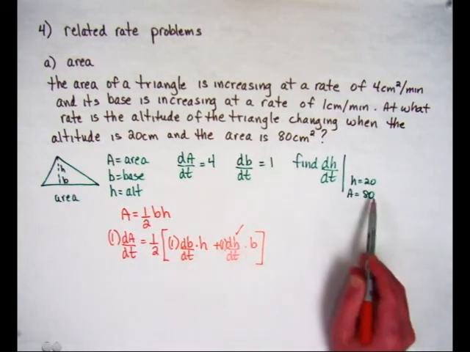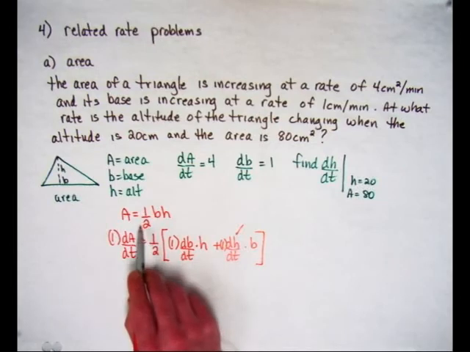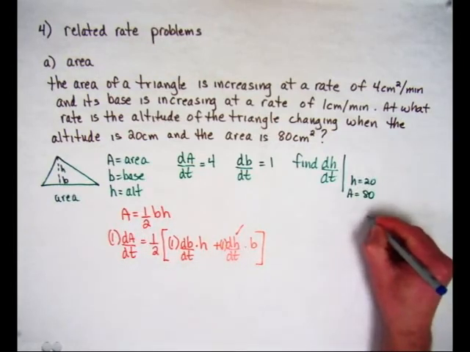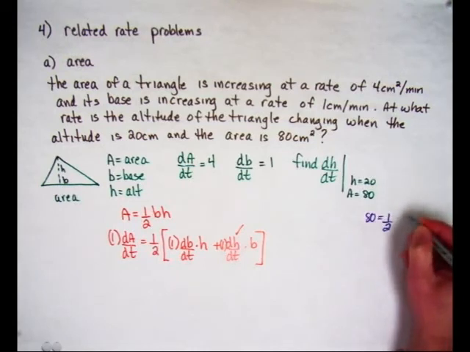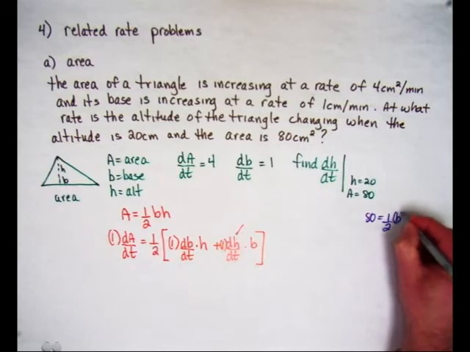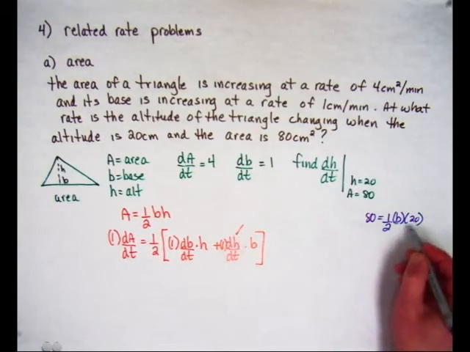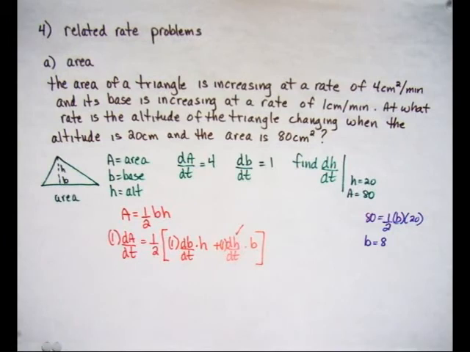And of course, the question wasn't that obvious. It didn't give you the height and the base. It only gave you the height and the area. But of course, you have a function that describes area as a function of base and height. So the area, 80, is equal to 1/2 the base, which we don't know, times the height, which is 20. So 1/2 of 20 is 10, divide by 10, and it turns out that the base is 8 at the moment we're solving this problem.